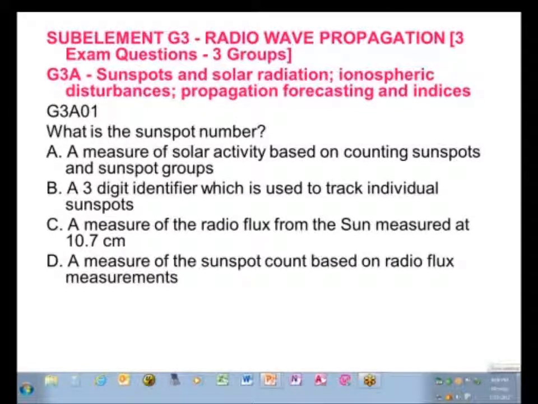Okay, subelement G3 is radio wave propagation, and this is what makes high-frequency operation really interesting. It's radio wave propagation, and it's quite a science, it's quite an art, and you'll never feel like you have it all figured out, no matter how much you know about it. So we start out with a real basic question here.